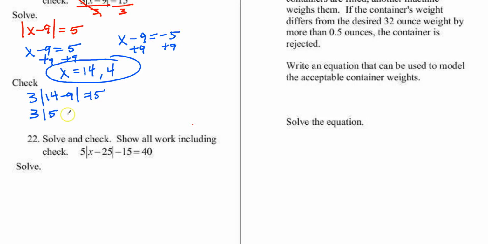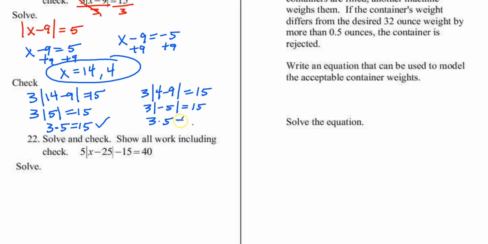5. Once again, the absolute value of 5 is 5, so I have 3 times 5, which is 15. That works out. And I check the other side. 3 times the absolute value of 4 minus 9 is 15. 4 minus 9 is -5. And once again, that turns into a positive 5, and so that is also true.